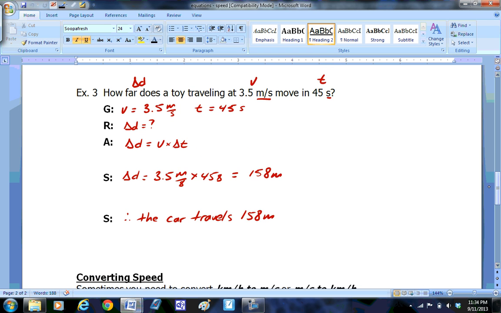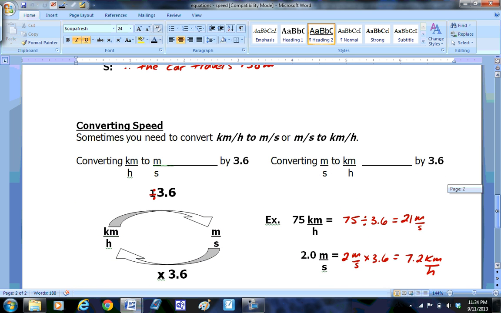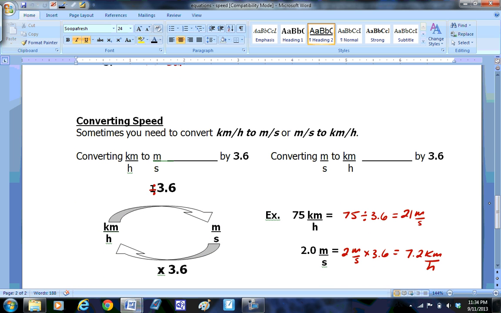So again, use the GRASS method. Write down your givens, what you're trying to find, the required, the equation and the analysis, substitute the numbers in, and have your statement at the end. And you're in business.